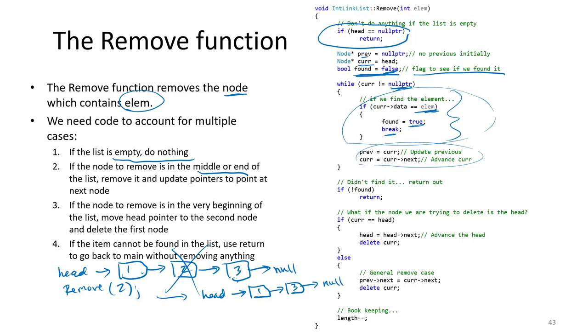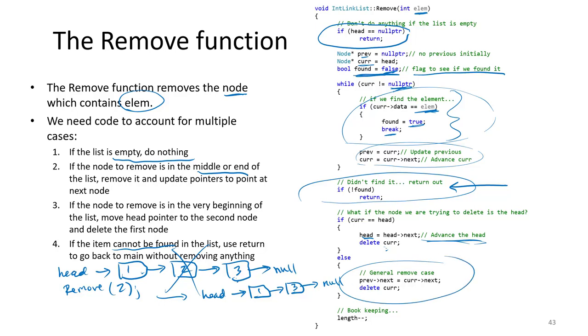Notice here we have code to capture the case where the item cannot be found. If the element is not contained in the list, then we exit the remove function. Then we have a couple extra cases. If the node we want to remove is in the very beginning of the list, then we need to update our head pointer and then delete the node.